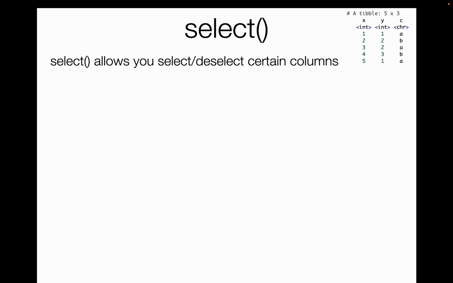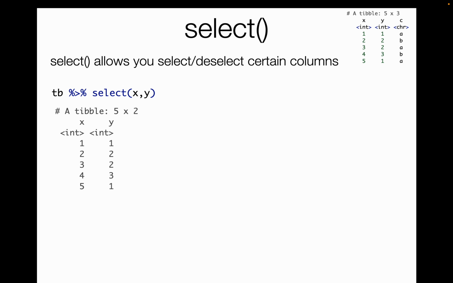Now, that was mutate: changing rows, or making a new column, or changing other columns by applying operations to one or more columns to sort of smash them together. You're mutating, you're making something new. Select allows you to select or deselect certain columns. So if I take the tibble up at the top right and I select just X and Y, it gives me X and Y without C.